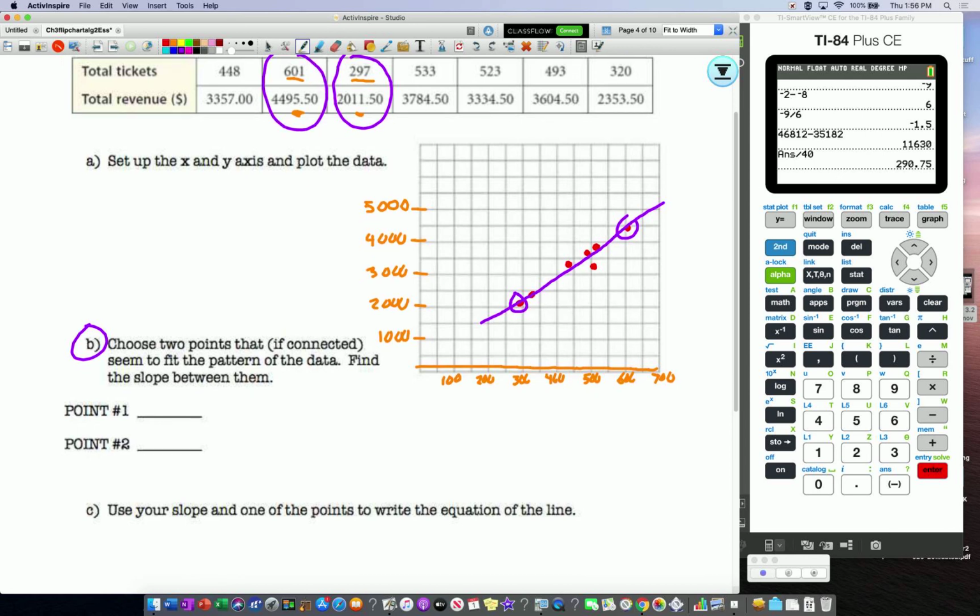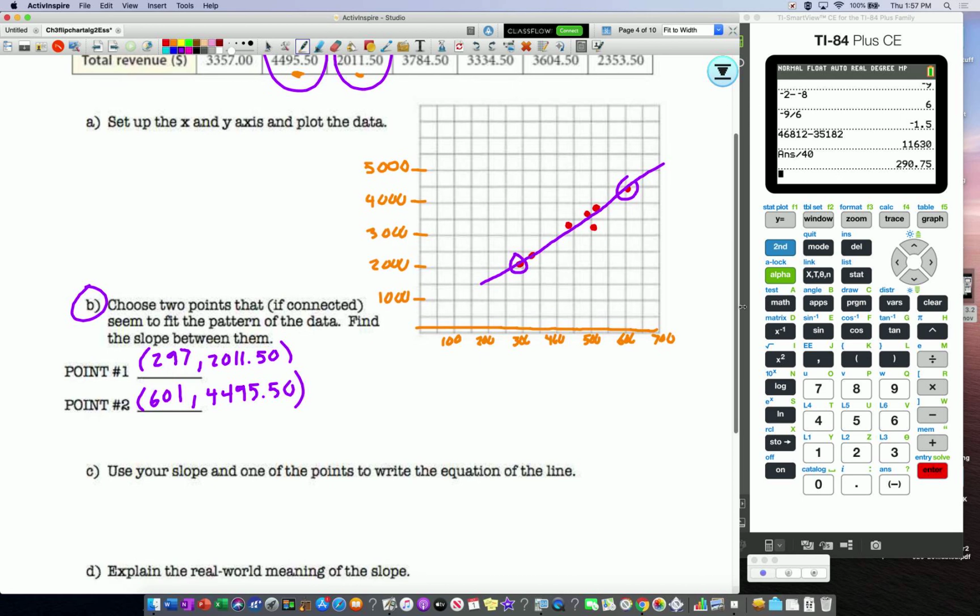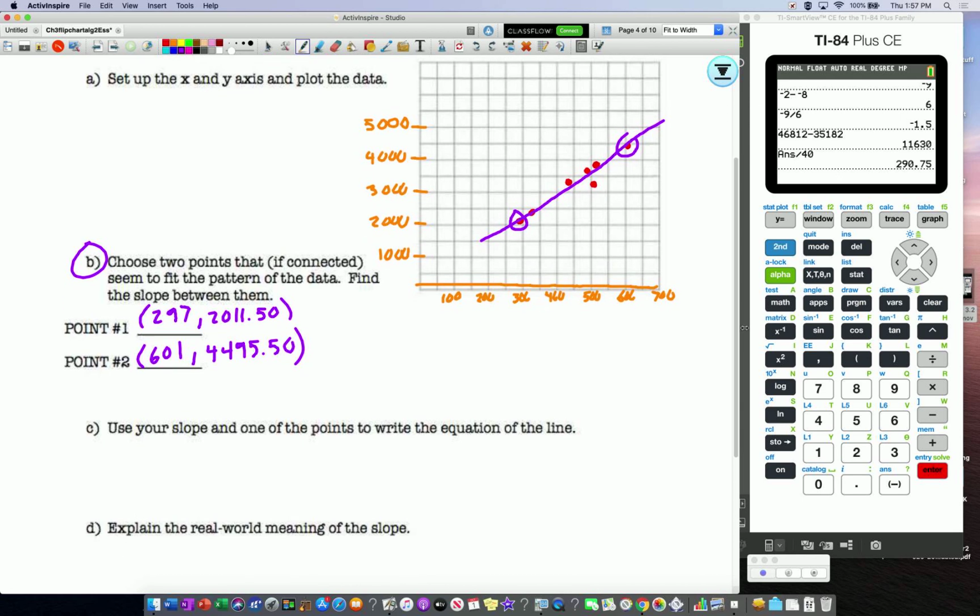So what I'm going to do is write the coordinates of these points. 297, 2011.50, and then the other point, 601, 4495.50. All right, so now I have my 2 points. I've identified them. It asks me to find the slope between them. All right, so let's find the slope.